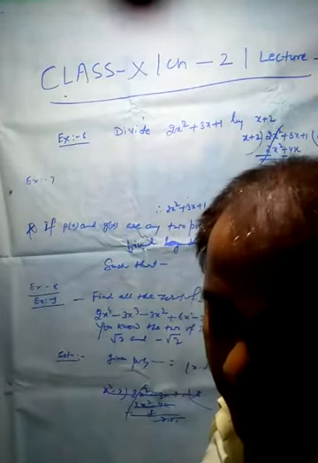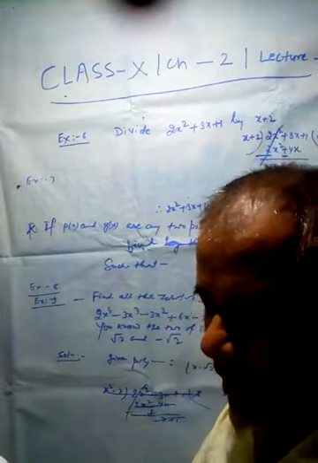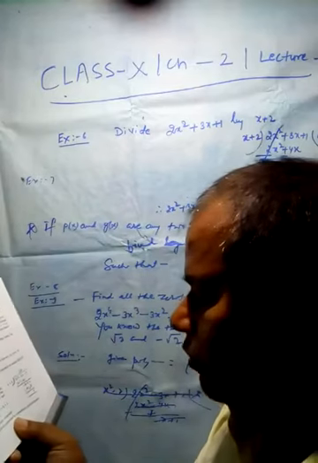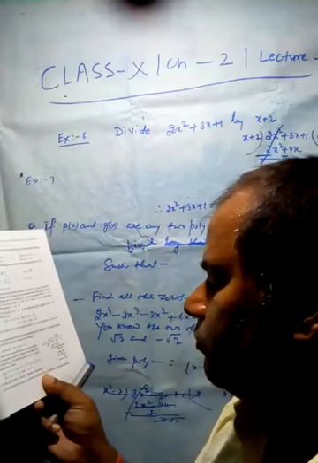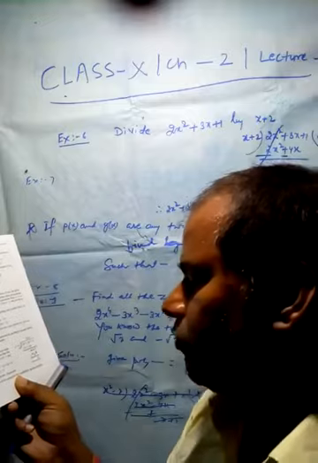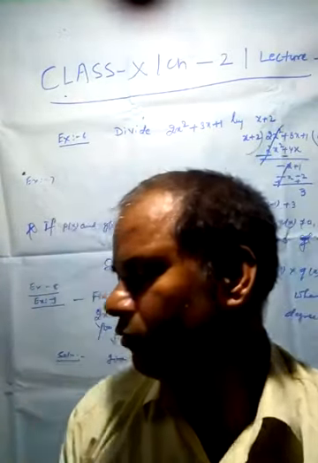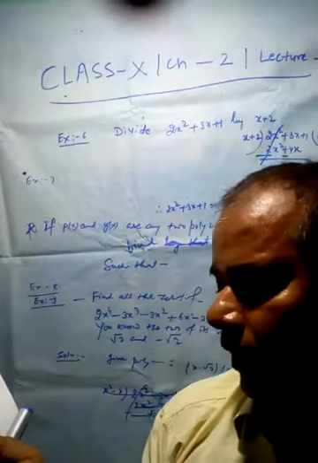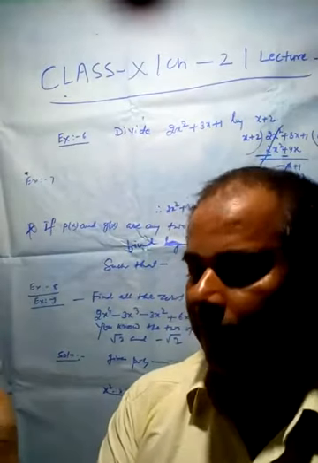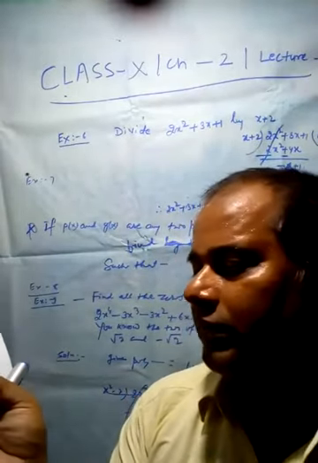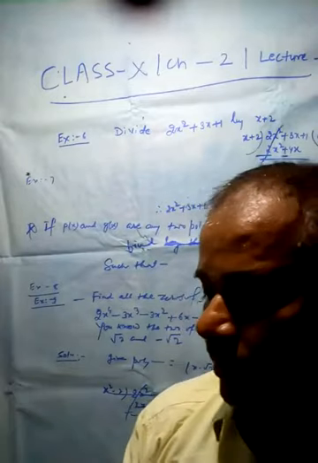So (2x − 1)(x + 2) + 3 is equal to 2x² + 3x + 1. That is, 2x² + 3x + 1 is equal to (x + 2)(2x − 1) + 3. Therefore, dividend is equal to divisor into quotient plus remainder.